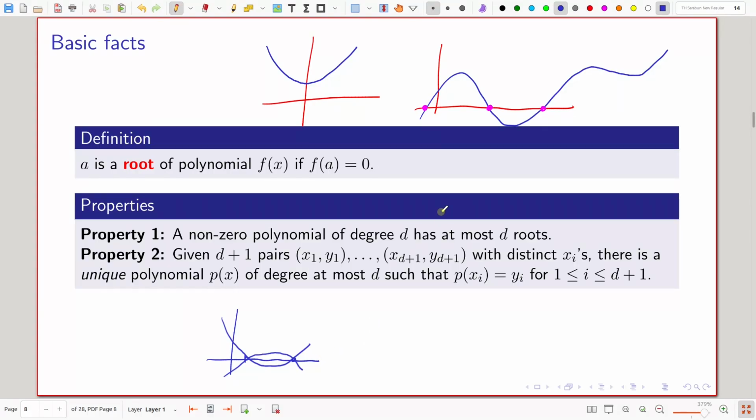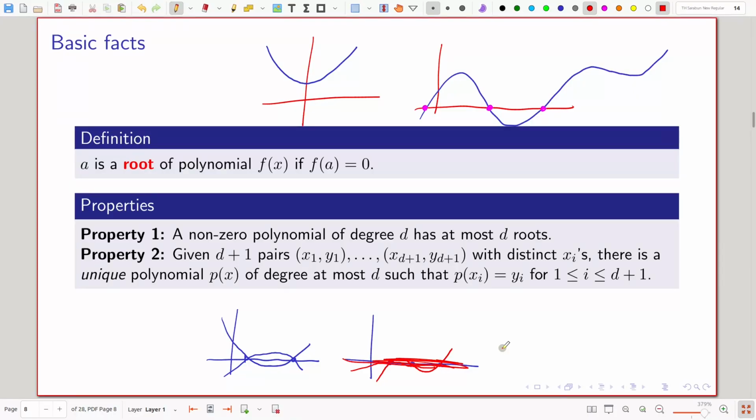But if you require it to have 3 roots, there is no way. If I go up like this, a parabola goes up and then goes down, right? But if this is a root again, then it has to go up like that. But this is not a polynomial of degree 2, right? It has degree 3. So the only way you can do that is to be completely flat. So it's going to be 0. So a non-zero polynomial of degree d has at most d roots.